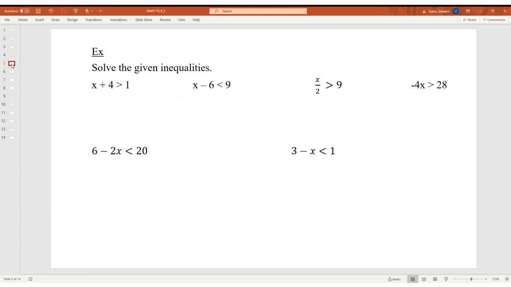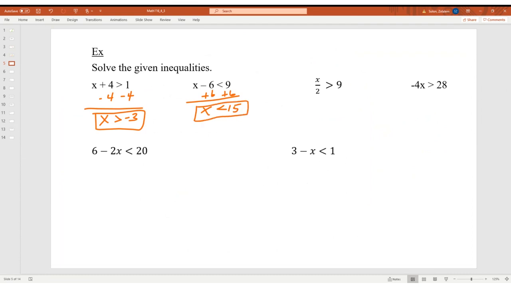Now if you see the first one, it is x plus 4 is greater than 1. To solve this, I have to undo addition. So I have to subtract 4 from both sides. That means x is greater than, it's just greater than, we don't have equal to. 1 minus 4 is negative 3. That's it. It's just a one-step equation. Very simple. You do the same for the second one. This is subtraction. To undo subtraction, we do addition. You add 6, and x becomes less than 15. So 9 plus 6 is 15.